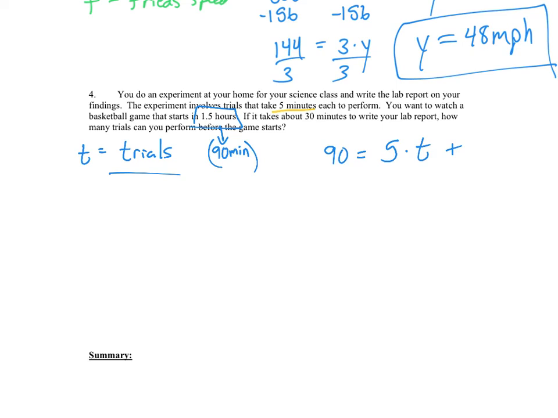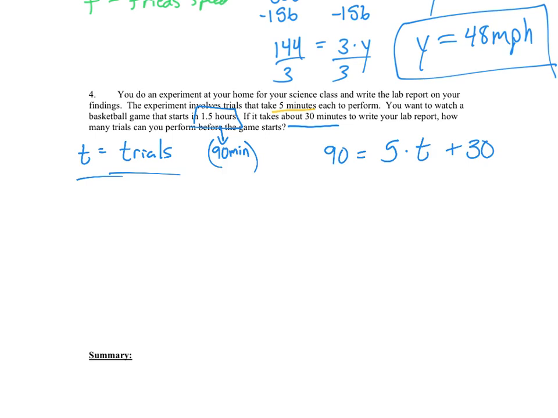Plus, we have to write a lab. It takes about 30 minutes to write that lab. So if you want to do the lab plus as many trials as possible, it's going to be 30 minutes for the lab plus 5 minutes times all the trials. Okay? So we end up with 90 equals 5 times T plus 30. So this one's nice. There's only one variable. It's just the trials.